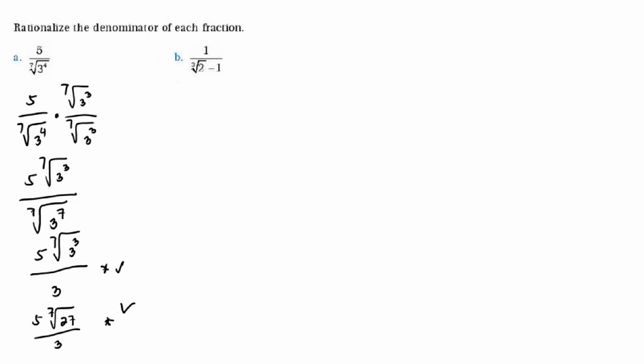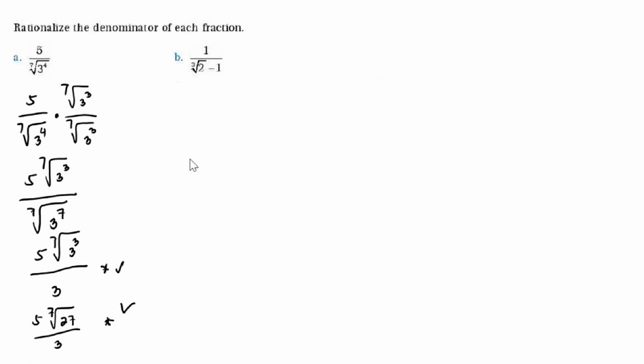Okay, for letter B, we have 1 over the cube root of 2 minus 1. Take note, we cannot just multiply by its conjugate for this binomial because it is not a square root, but this is now in terms of cube or cubic roots. So in that case, we are going to use the algebraic identities for the cube of sum or difference to rationalize the denominator.